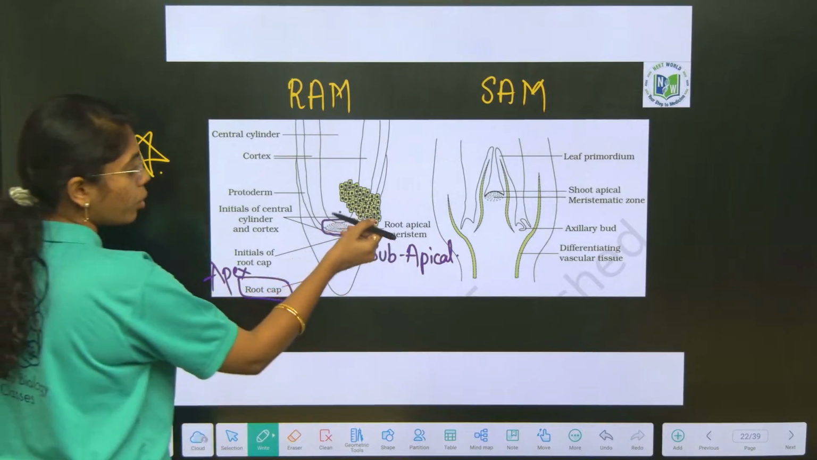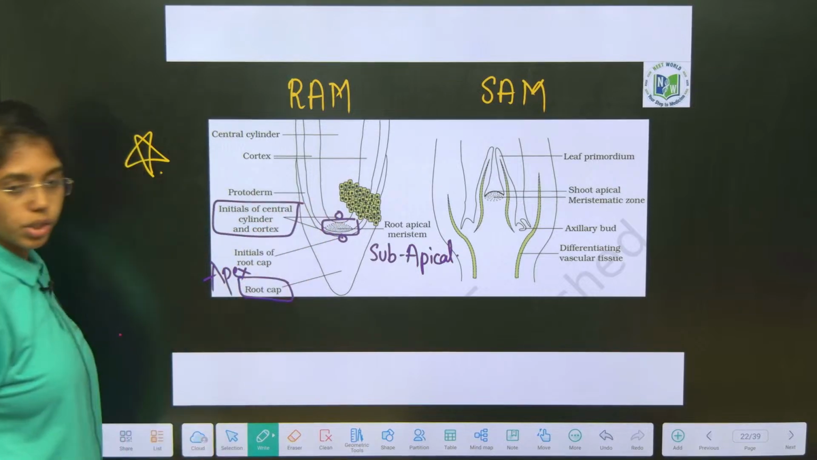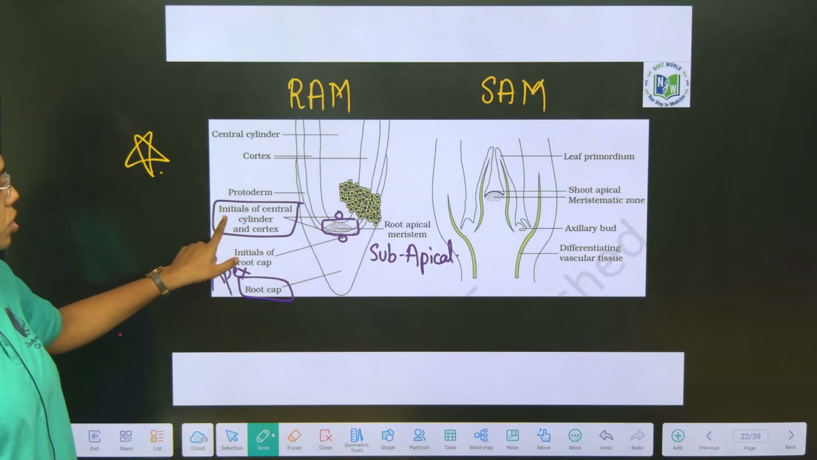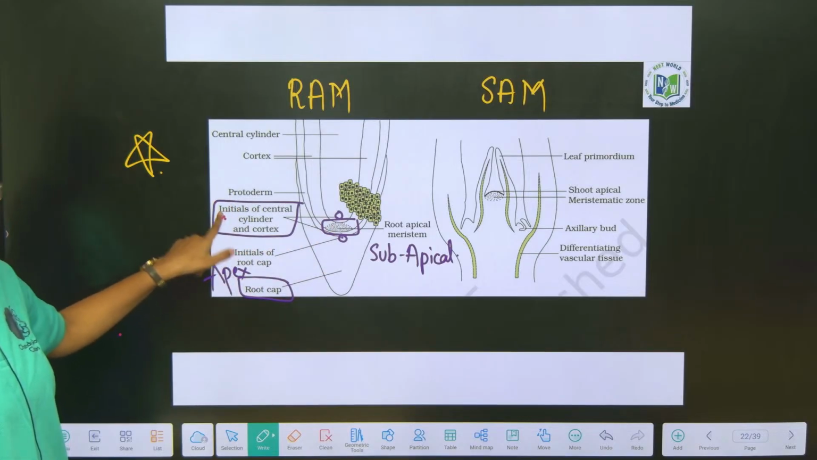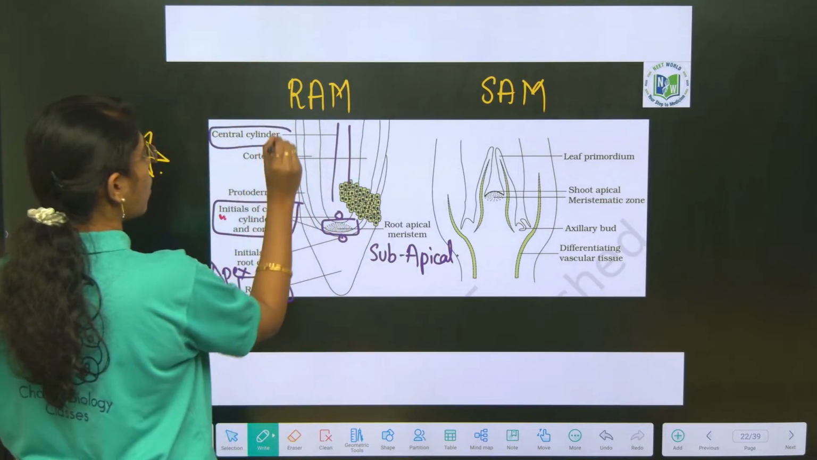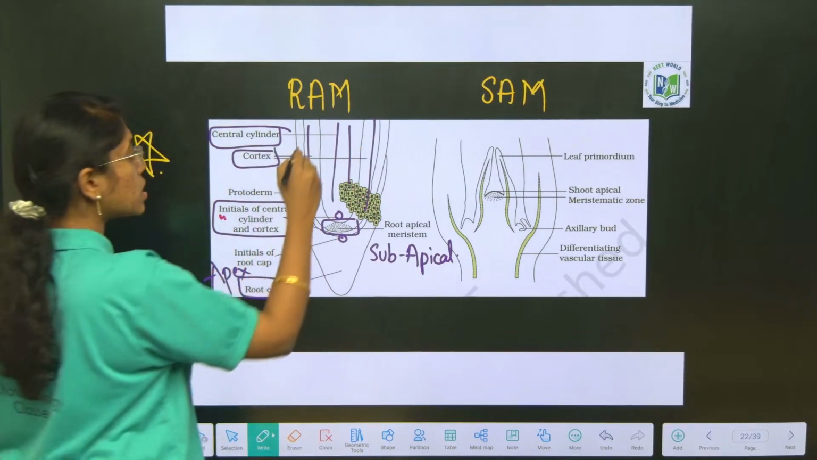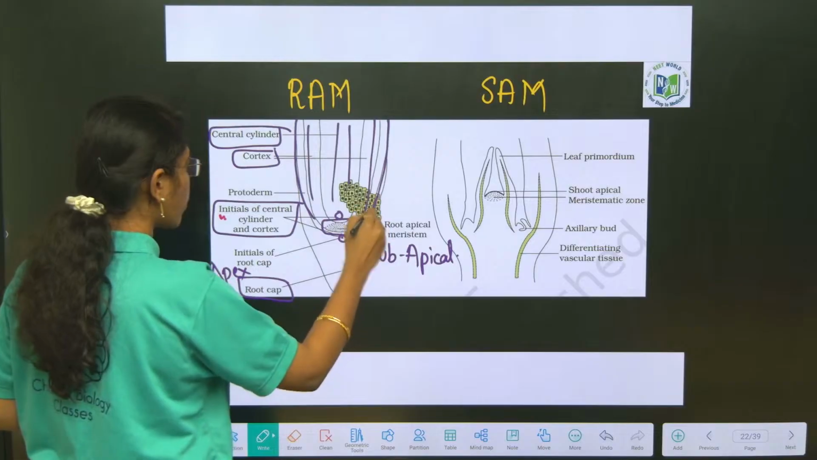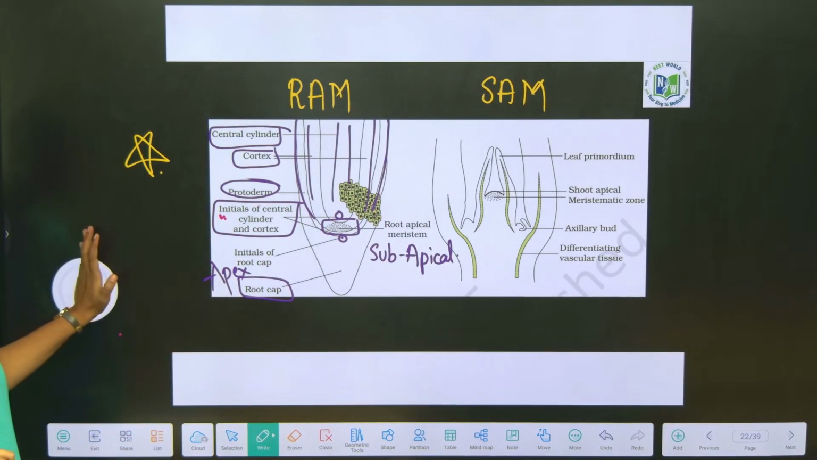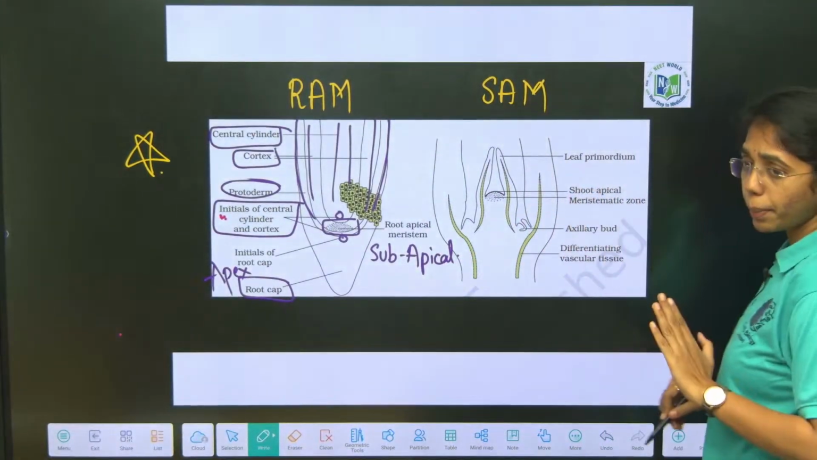Above and below the root apical meristem you have initials of central cylinder and cortex. Okay, above and below the root apical meristem you have initials of what? Central cylinder and cortex, which mature into central cylinder at the center and cortex at the periphery. And this is outwardly covered by what? Protoderm. This is covered by protoderm. Clear, right? Any doubt anywhere? No, right? Next, here you see shoot apical meristem.